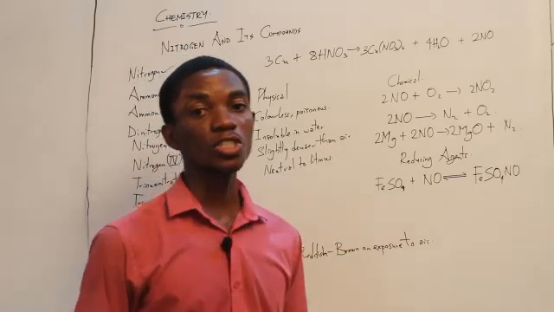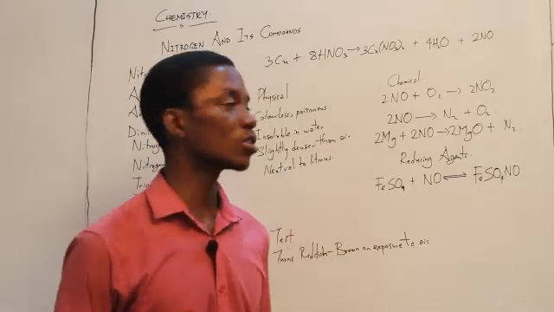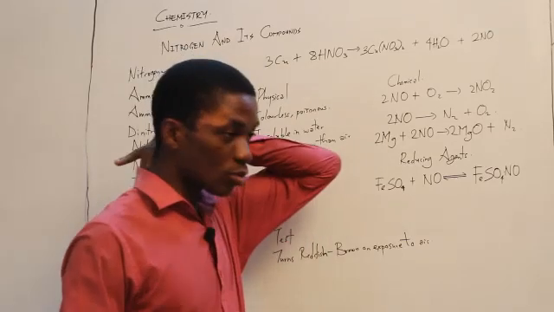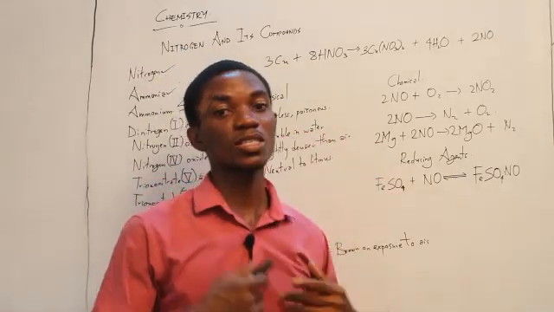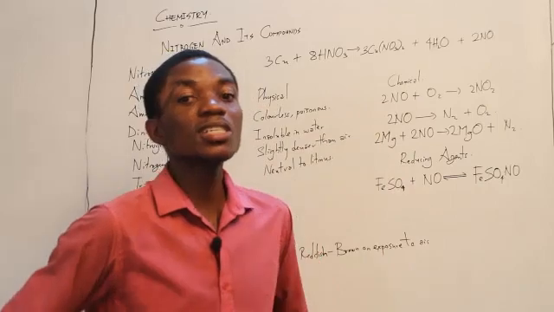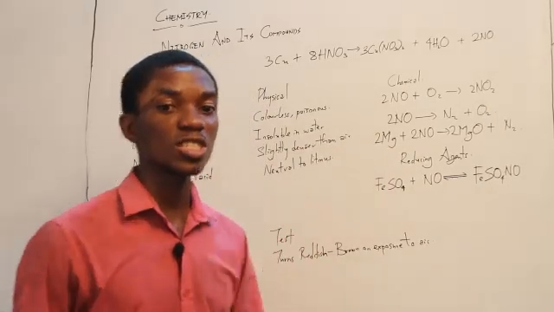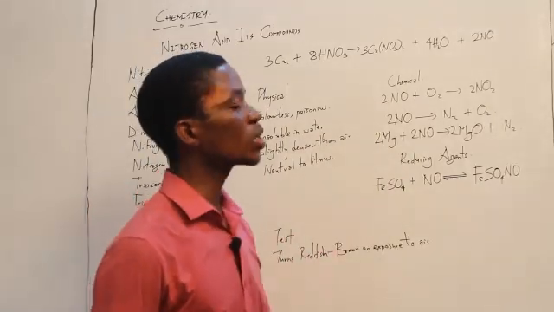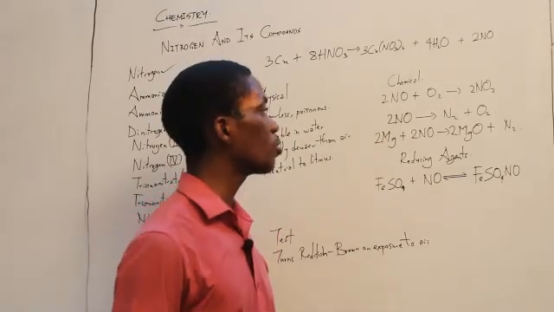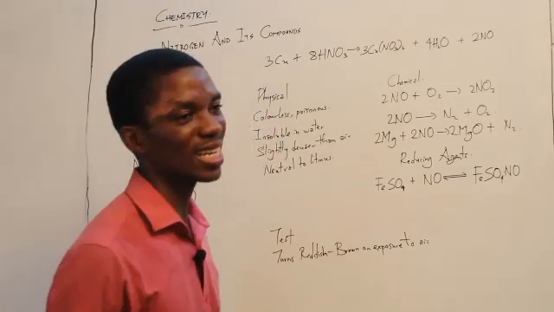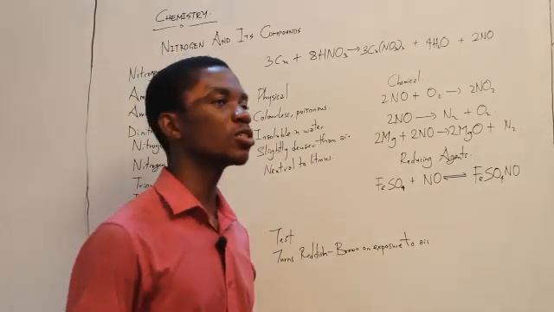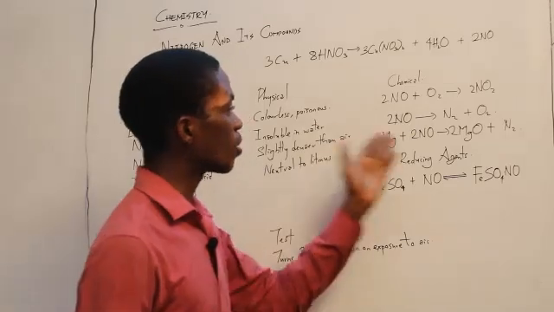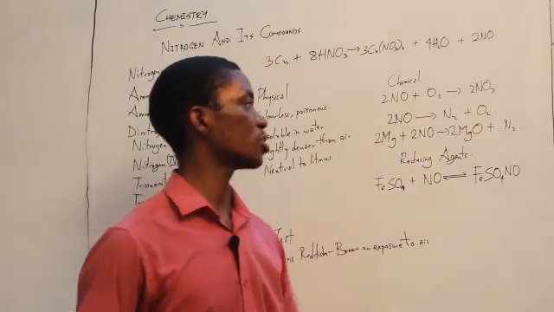It reacts with oxygen to form nitrogen 4 oxide. That's one of the reasons why it is poisonous, because when it is inside you, it seeks oxygen. It can also be decomposed at very high temperature, at red heat, about 600 degrees Celsius, to form nitrogen and oxygen.